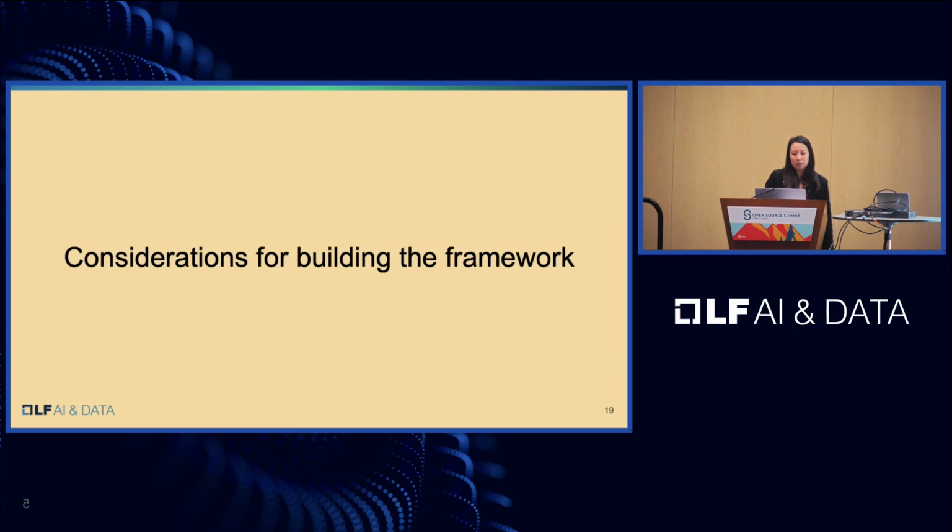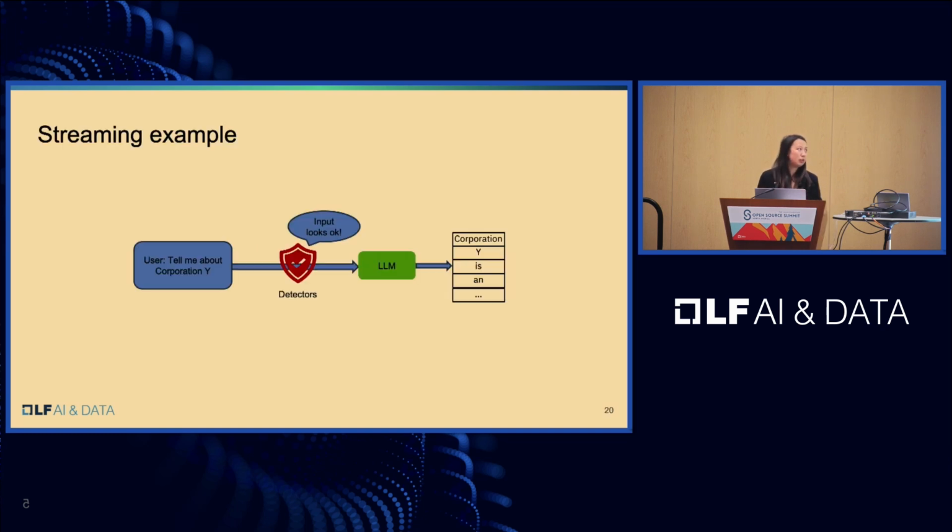So now I'll talk a little bit about some of the considerations for building the framework and some of the other challenges that we faced in building the framework itself. So things like streaming versus unary output, the performance considerations, and the configuration flexibility. To talk about streaming, it's easiest to go through an example.